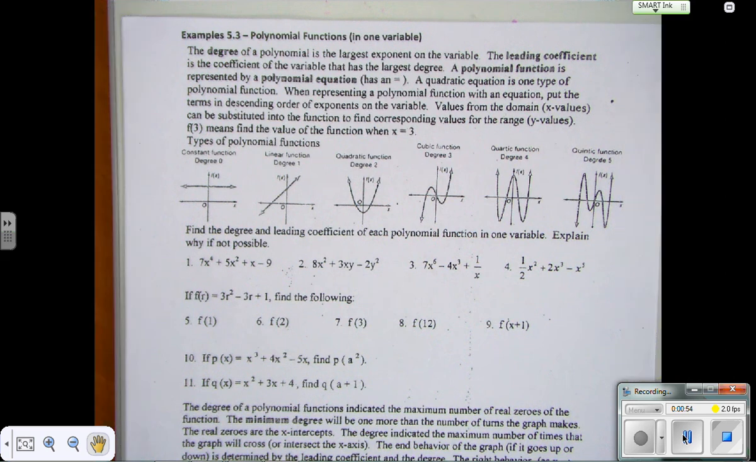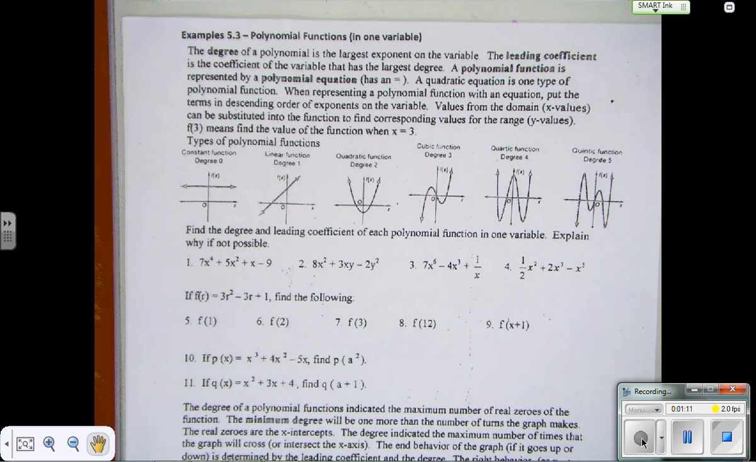Values from the domain, the x values, can be substituted into the function to find corresponding values for the range, the y values. F of 3 means find the value of the function when x equals 3. So now we're going to look at these types of polynomial functions.